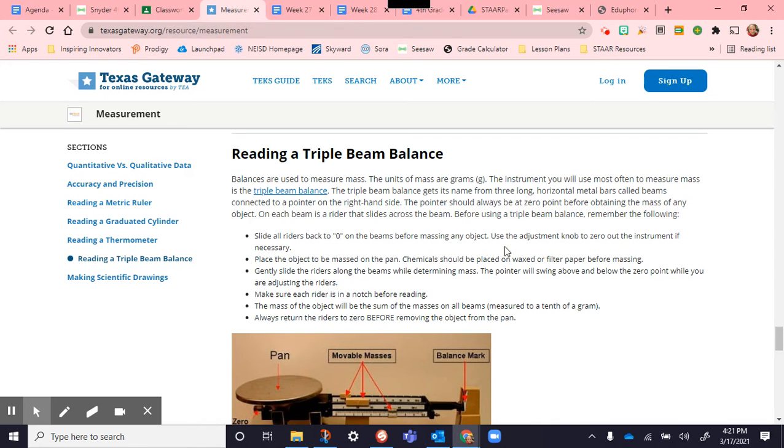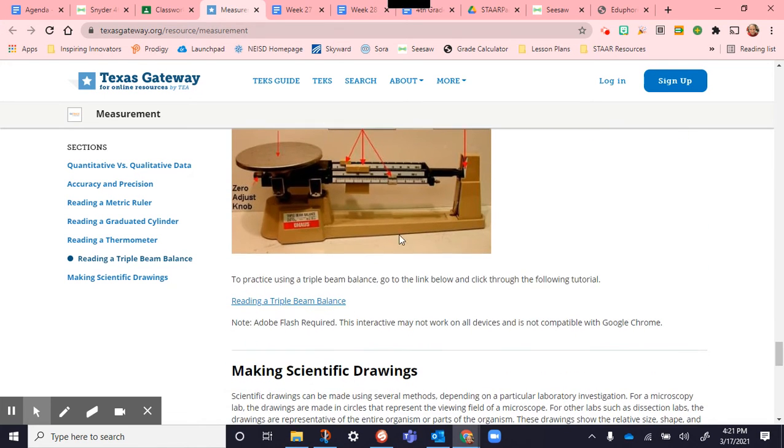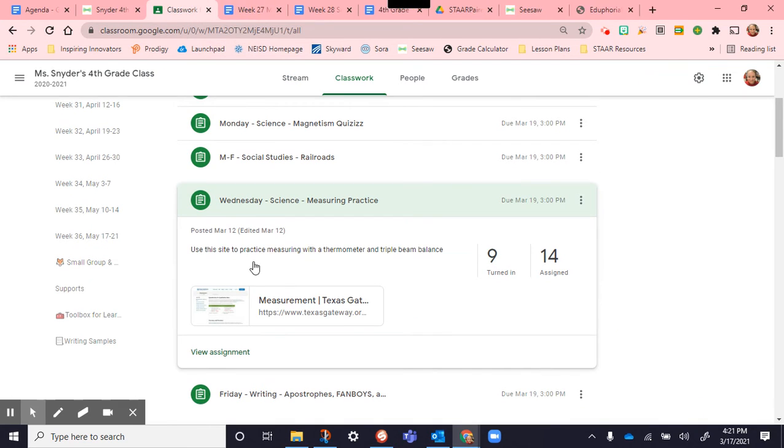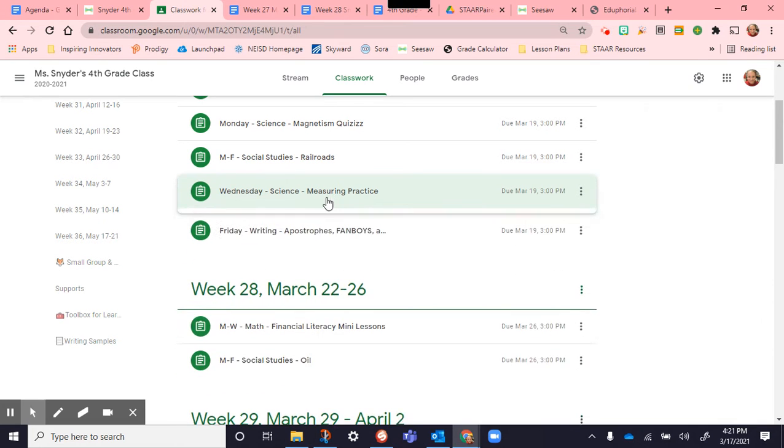You can go over this on how to read one. And then if you go to the link underneath the photo, reading a triple beam balance, there's a little interactive tutorial that you can go through for some practice on how you read them. And then once you're done with that, you can just exit out, and then you can turn this in to show me, yes, I did that practice.